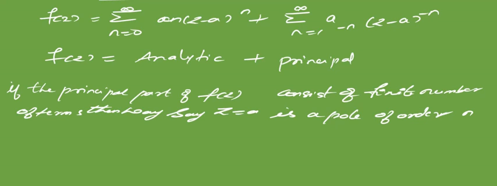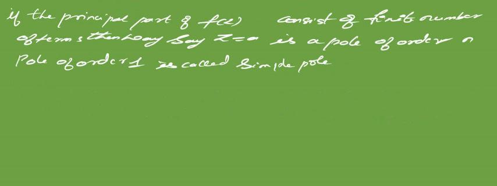The principal part consists of a finite number of terms. Then we say that z equal to a is a pole of order n. When z is equal to a, the principal part will be a singularity. Singularity is nothing but the function is not analytic there. Pole of order 1, we simply call it a simple pole.